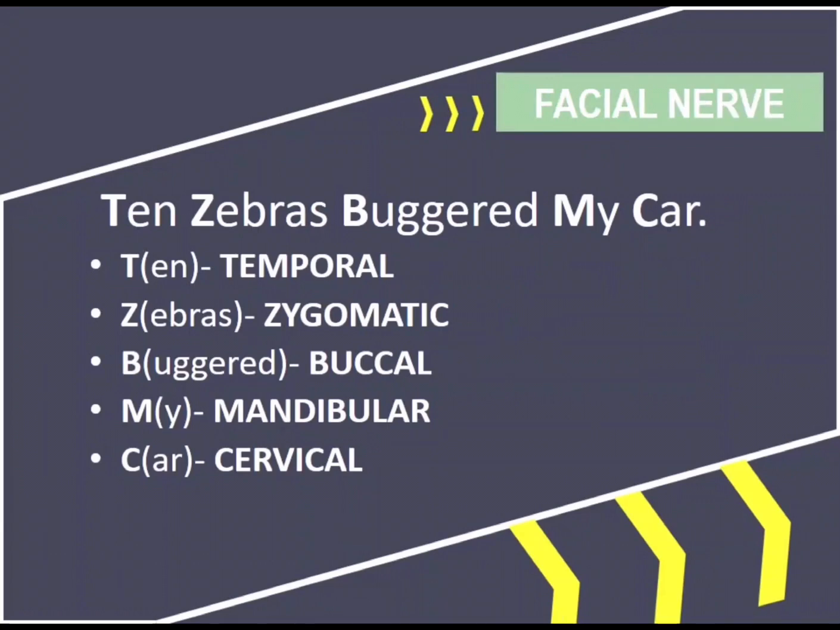Whew, that was a lot of words. Struggle to remember the 5 branches of the facial nerve? Well, remember: Ten zebras buggered my car. T for temporal, zebras, Z for zygomatic, buggered, B for buccal, my, M for mandibular, and lastly car, C for cervical.